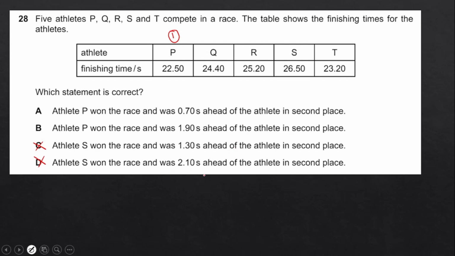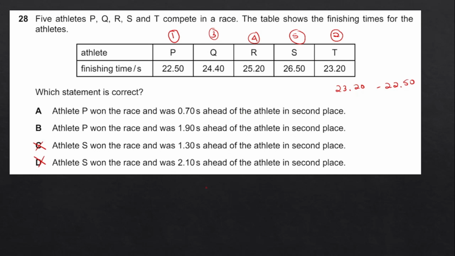Let's look at the next fastest timing. The next fastest timing was from athlete T. So here this will be position 2. Then this is position 3. Here is position 4 and this is position 5. Now we have to check how fast athlete P won the race compared to athlete T. So let's just subtract the 2 values. We have to subtract 23.20 minus 22.50. This will tell us the gap between them.